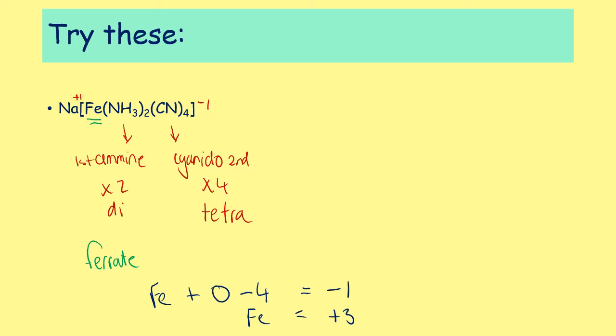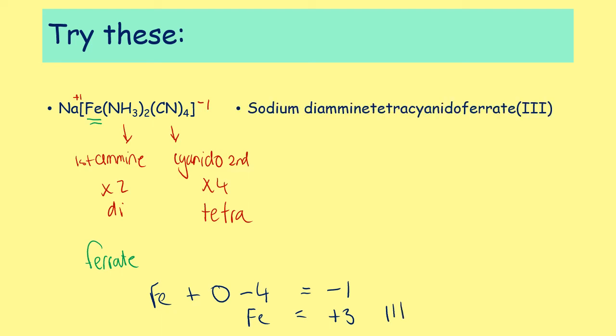So when we put all of that together, it should be sodium. We leave a space because we leave space between the ions. Then it's going to be diamine tetracyanide ferrate. Then we open our curly brackets, put in III, because that's what 3 plus is, close those. Sodium diamine tetracyanidoferrate 3.